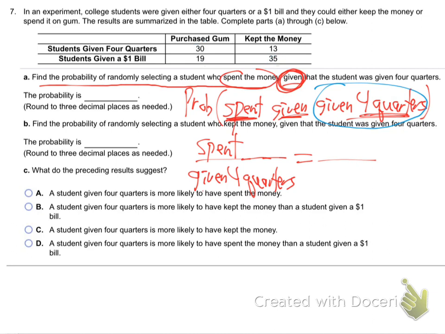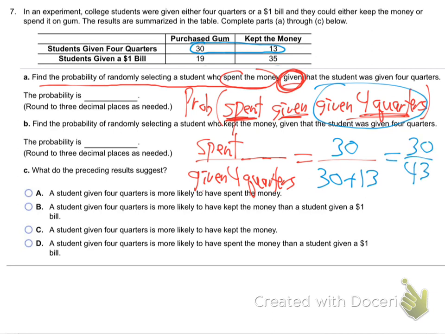Kept the money. Right here. These guys, 30 plus 13. Those are all the people that were given 4 quarters. And how many spent it? 30 purchased gum, out of those people. So 43 and a 30. Yep, so 30 over 43.